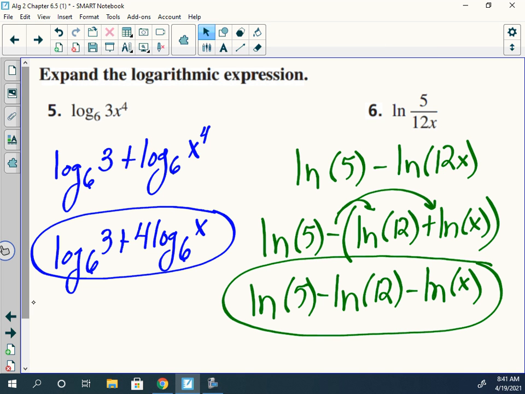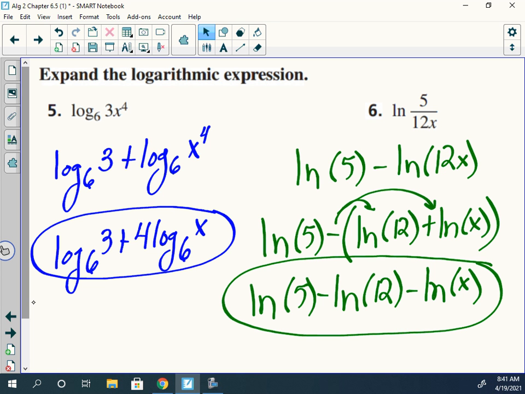So any questions on any of these here? Any questions on anything we've done thus far? Okay. Now the next thing that we're going to cover is going the opposite direction. Because so far, we've been expanding. The next problem tells us to do what? Condense. So we're going the opposite direction.